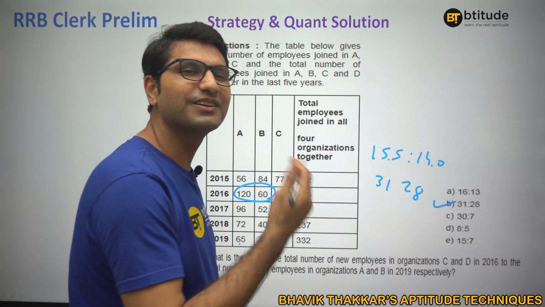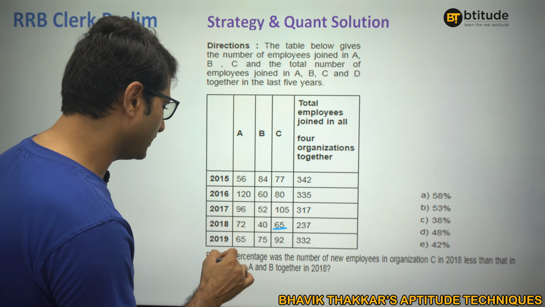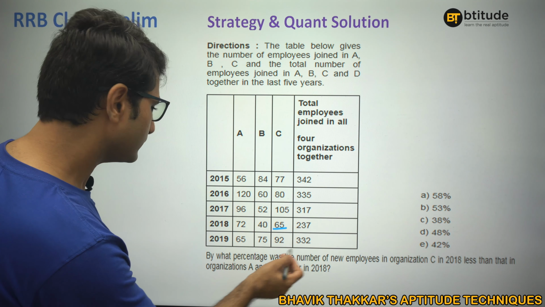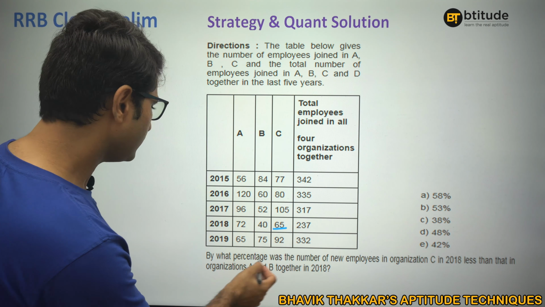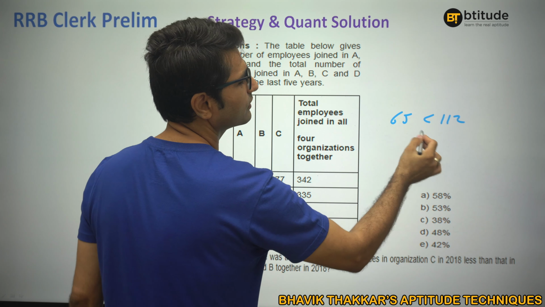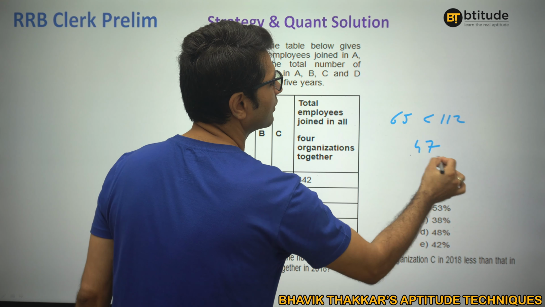By what percent was the number of new employees in C in 2018 less than that in A and B together in 2018? C in 2018 is 65. Same year. Okay. This plus this is what? 112, isn't it? So 65 is how much percentage lesser than 112? It is 47 lesser than 112. In percentage, it would be into 100.